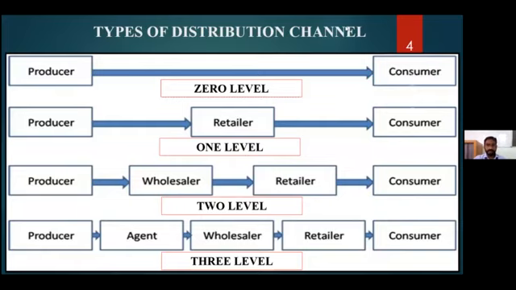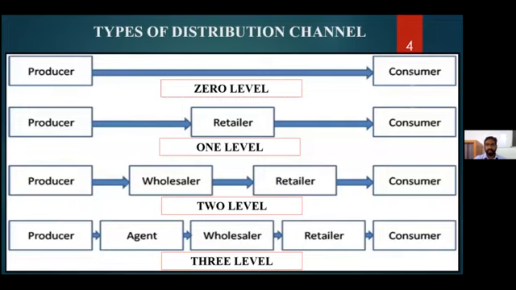So next is a three-level channel. The name itself gives some hint: three types of intermediaries will be involved in a three-level channel of distribution. Here, the three-level channel includes not only wholesalers or retailers, but agents also. So here, the producer directly sells the product to the agent.